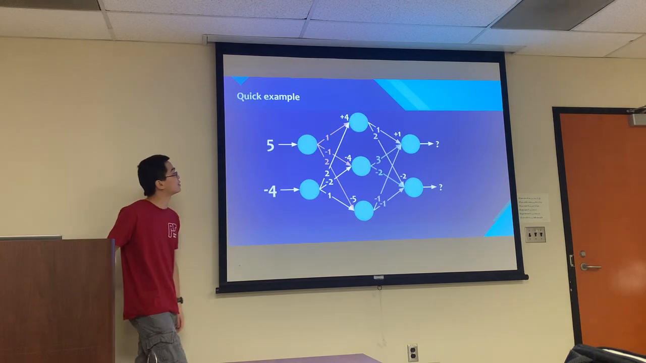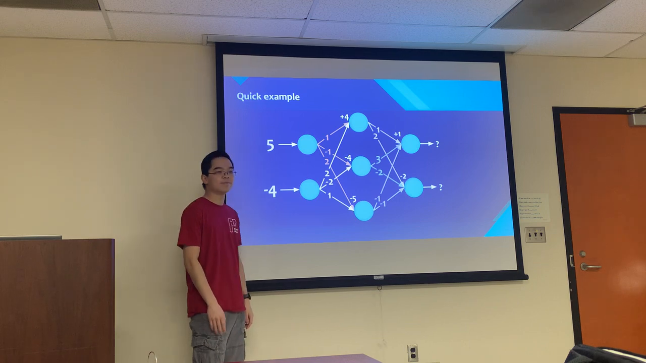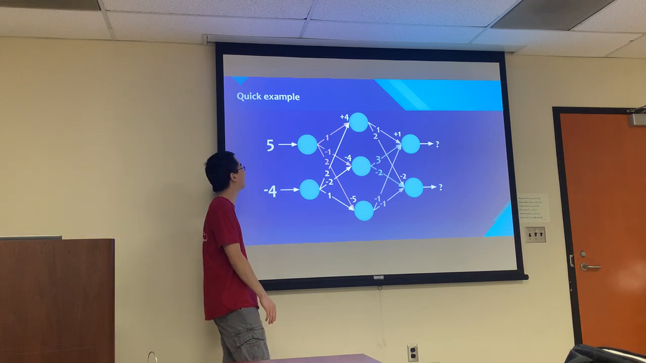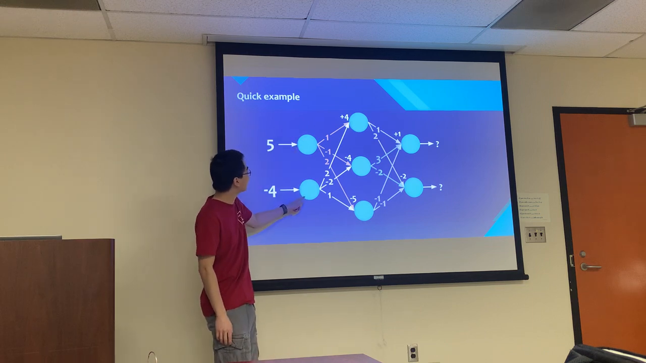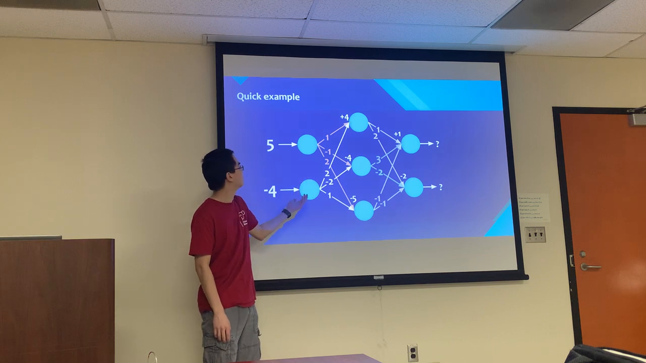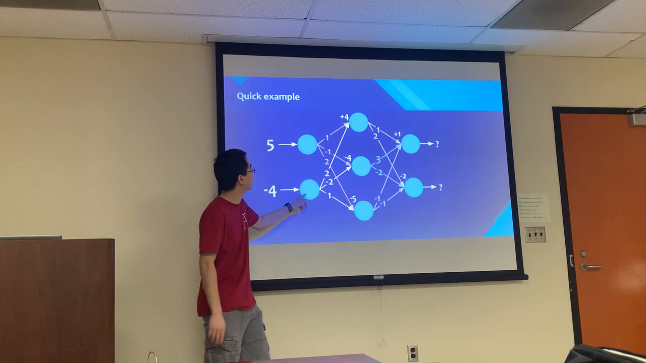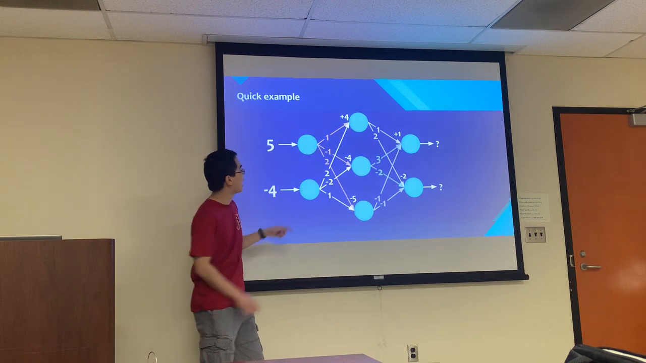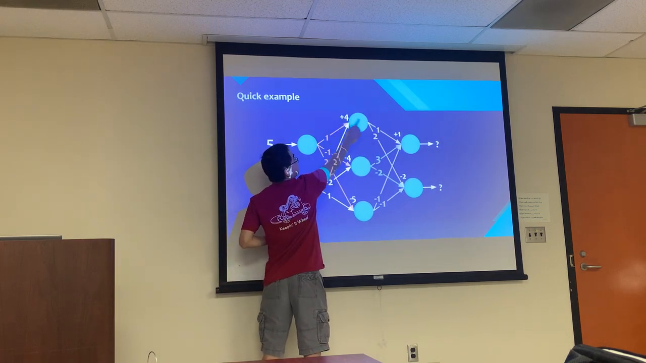So we'll run through a quick example here. Well, I guess there's only 2 of you guys, so you're somewhat pressured to answer. If 5 and -4 are the inputs to my neural network, let's say we're talking about this neuron. What value would this neuron have if these were the weights and this was the bias?